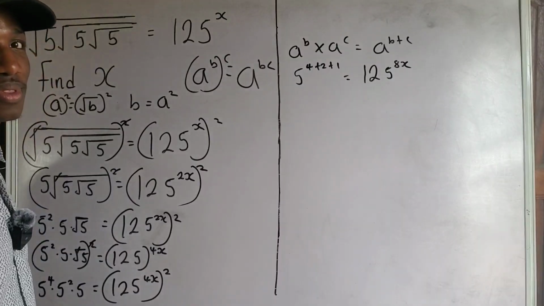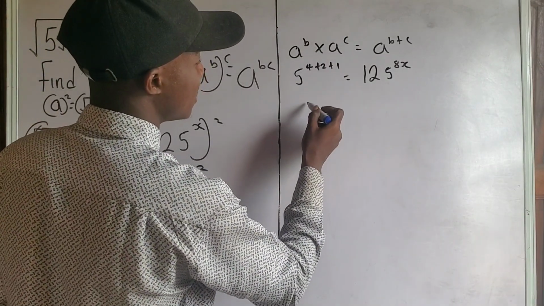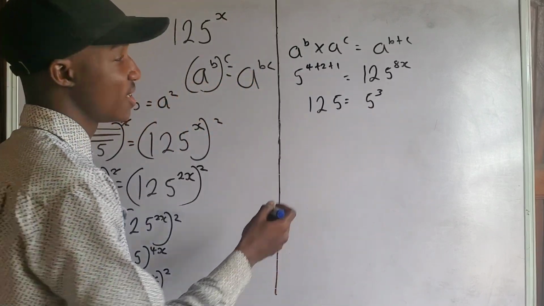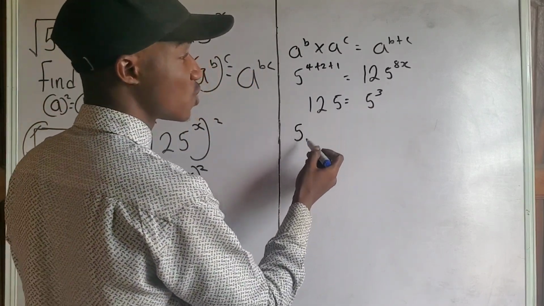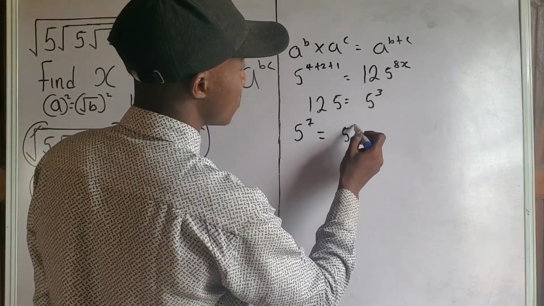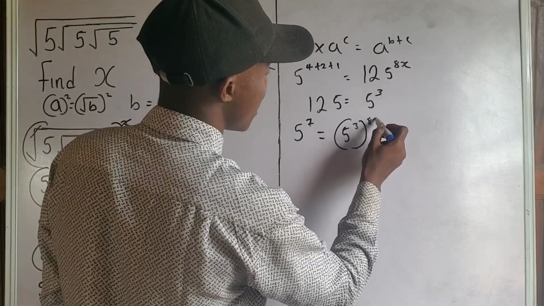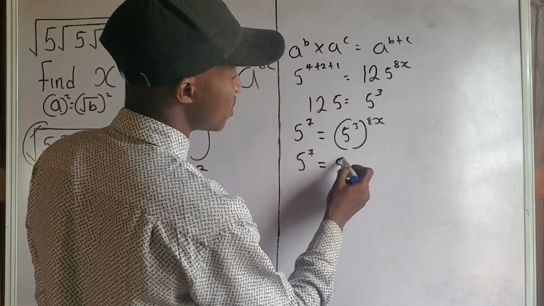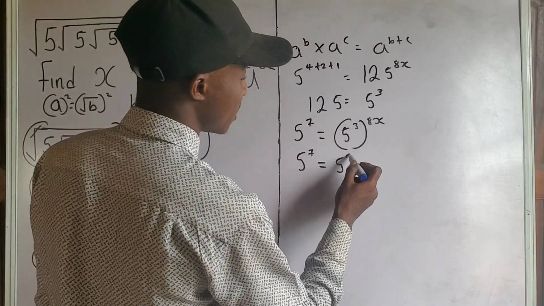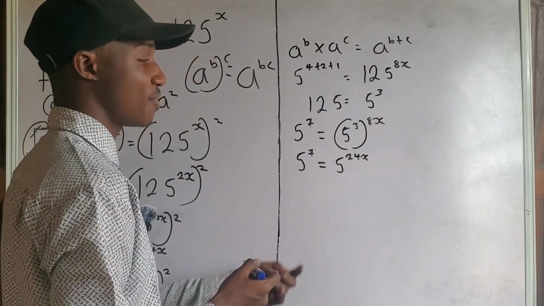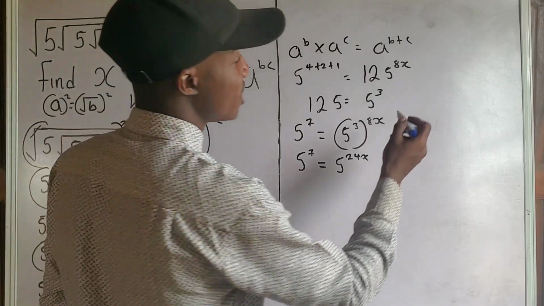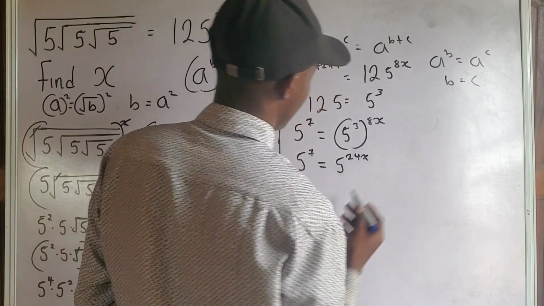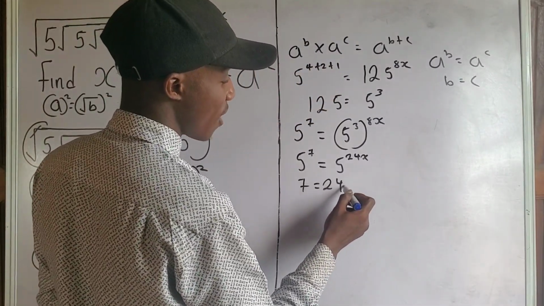Do you understand? Okay, now, don't forget that 125 can be written as 5 raised to the power of 3. Do you get it? So I'm going to have 5 raised to the power of 4 plus 2 plus 1, that is 7, equals 5 raised to the power of 3 raised to the power of 8x. Do you get it? Okay, 5 raised to the power of 7 equals 5 raised to the power of 3 times 8x. That is what? 24x. 24x, okay? Now, you can equate the base, because according to law of indices, a raised to the power of b equals a raised to the power of c, b will be equal to c. So I'm going to have 7 equals 24x.